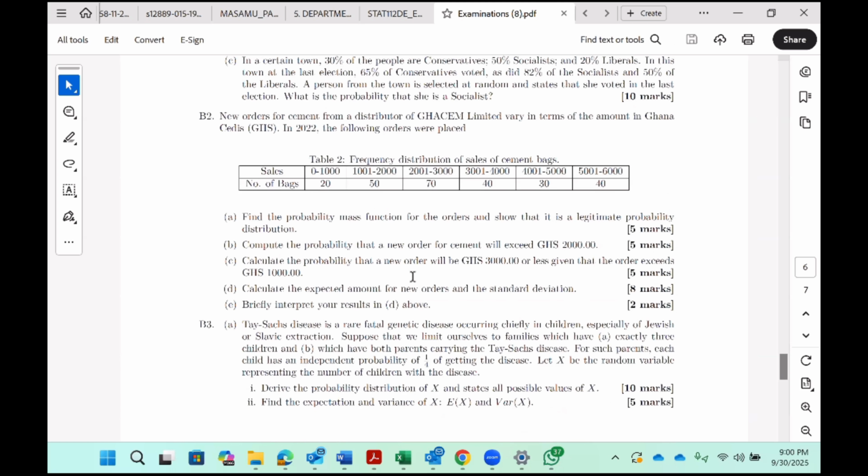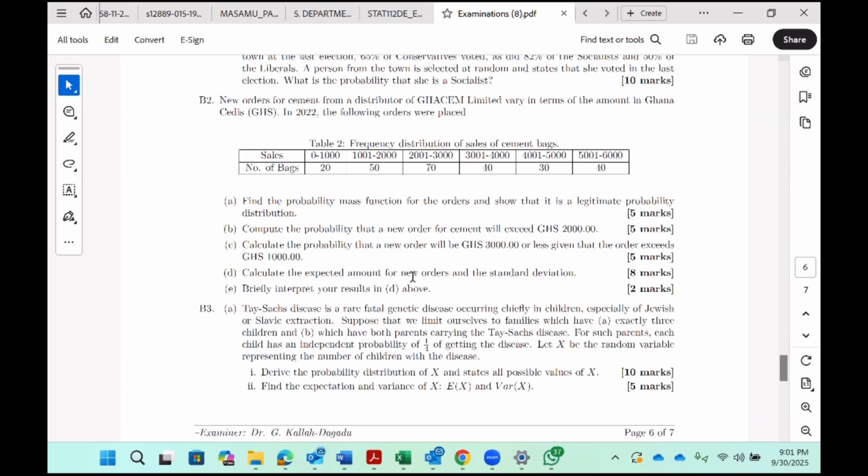Then B2, new orders for cement from a distributor of Gasem Limited vary in terms of the amount in Ghana cedis. In 2022, the following orders were placed. 0 to 1,000 were 20, 1,001 to 2,000 were 50 in that order. Find the probability mass function for the orders and show that it is a legitimate probability distribution.